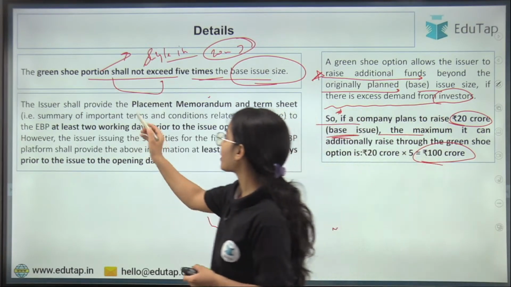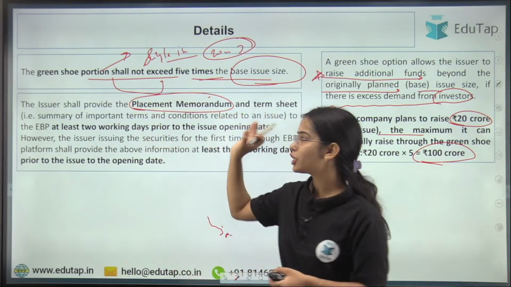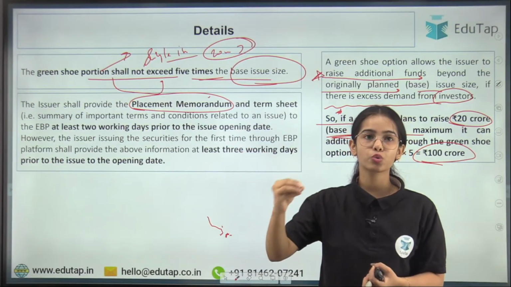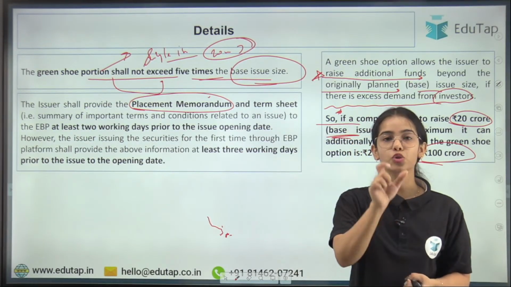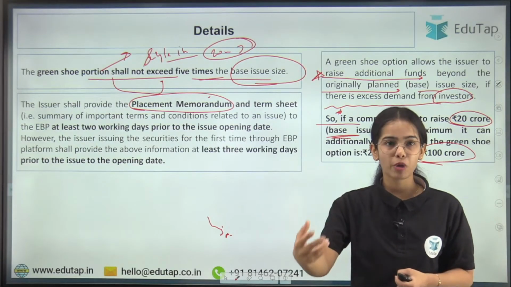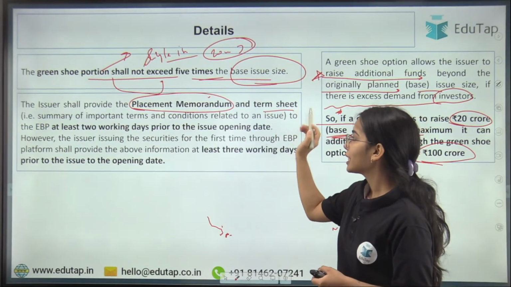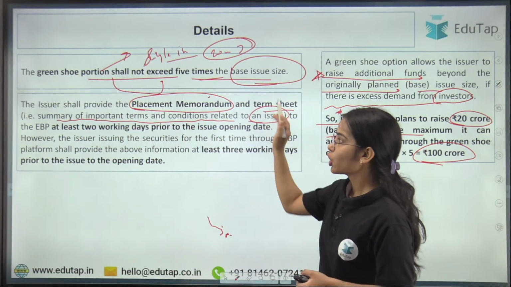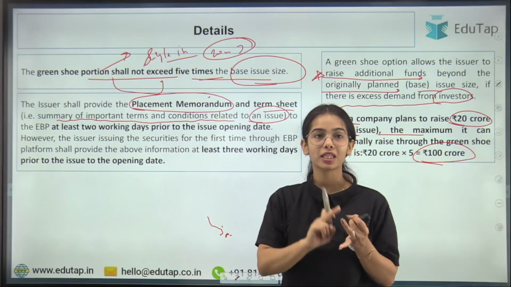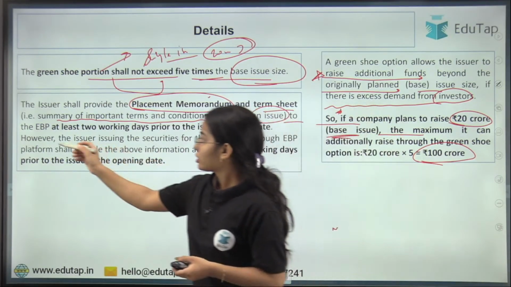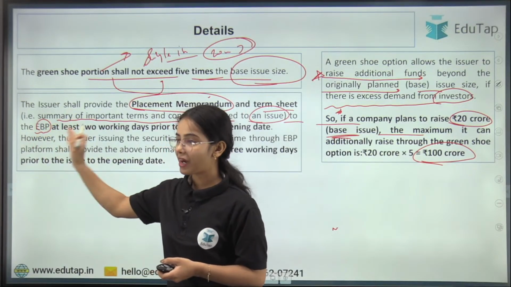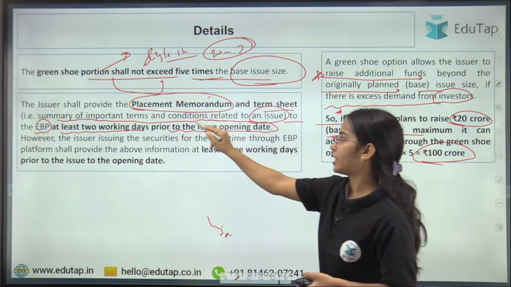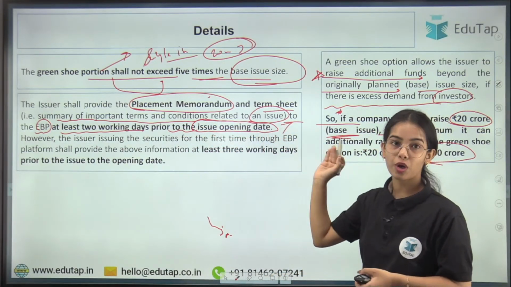Next, the issuer shall provide the placement memorandum. That is, the issuer has to inform that the company wants to do the private placement of the debt security. So, placement information has to be provided, along with the term sheet, which consists of a summary of important terms and conditions related to an issue. So, the issuer shall provide the placement memorandum and the term sheet to the EBP, the electronic book provider, that is, the stock exchange, at least 2 working days prior to the issue opening date. So, 2 working days prior to the issue opening date.